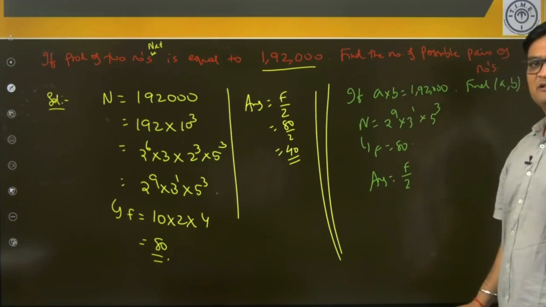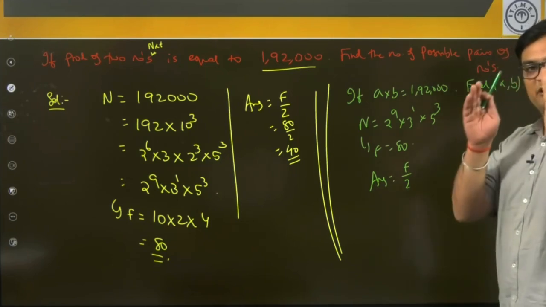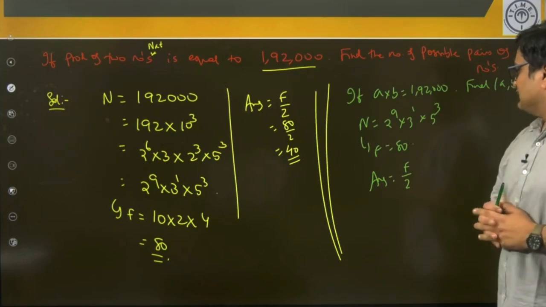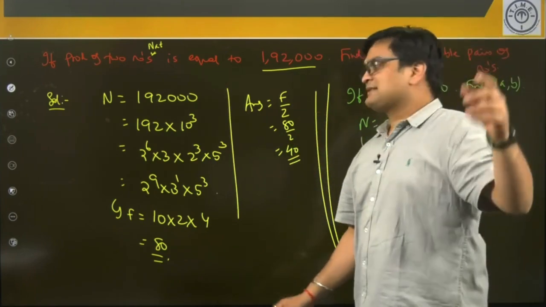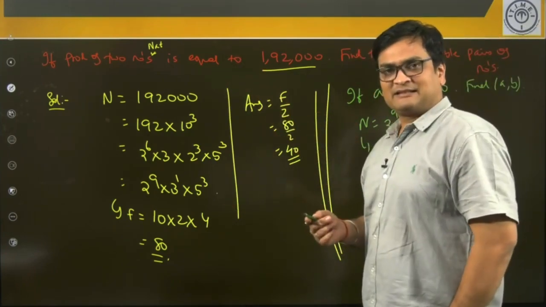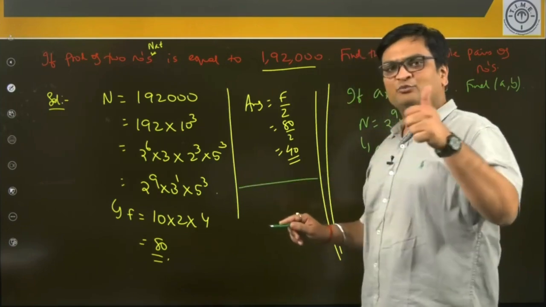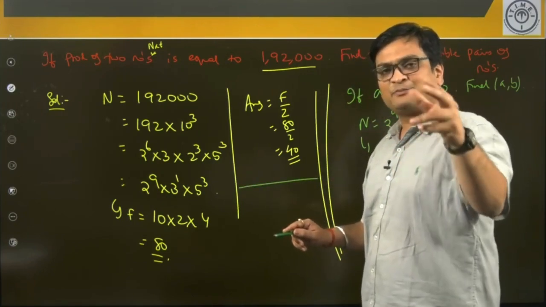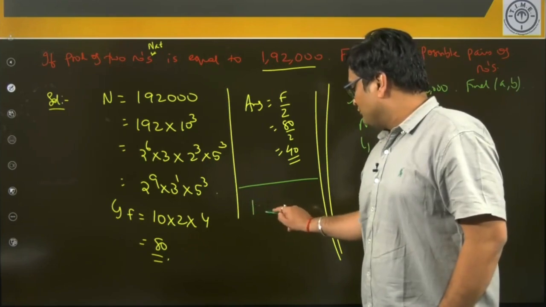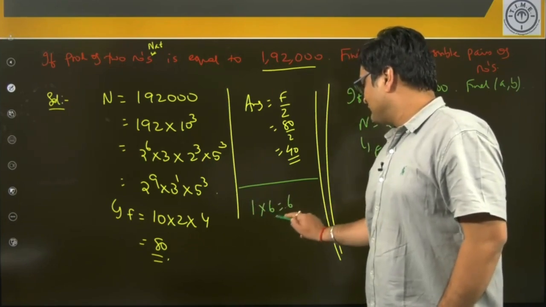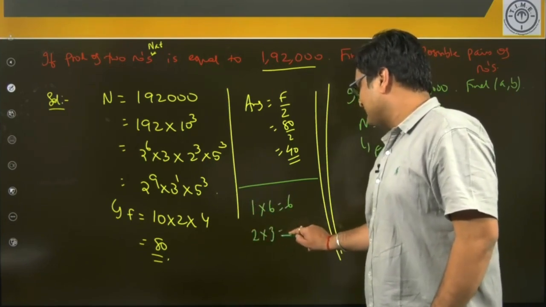However, here comes a major difference. Please pay close attention to this. Here, when the question was if the product of two numbers is this, for example, if I tell you in how many ways can we write 6 as a product of two numbers, you would say only 2, right? 1 into 6 is 6, 2 into 3 is 6. That's it, only 2 ways.